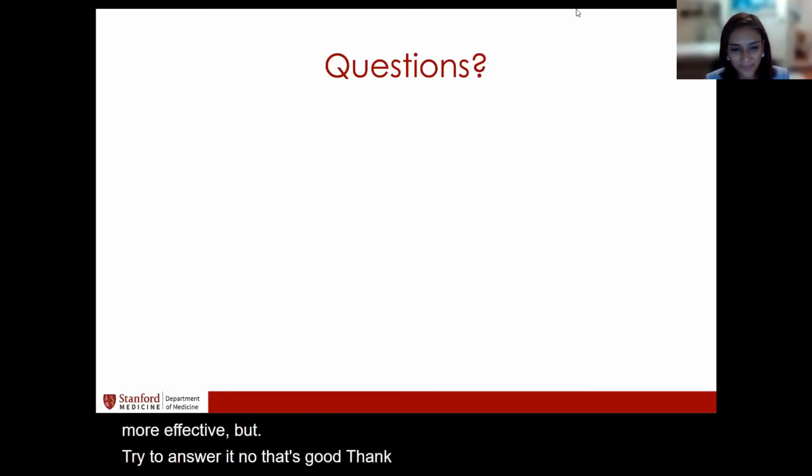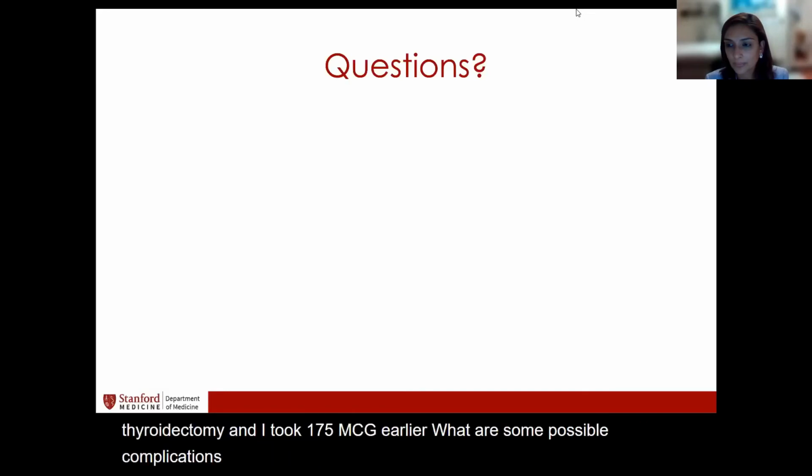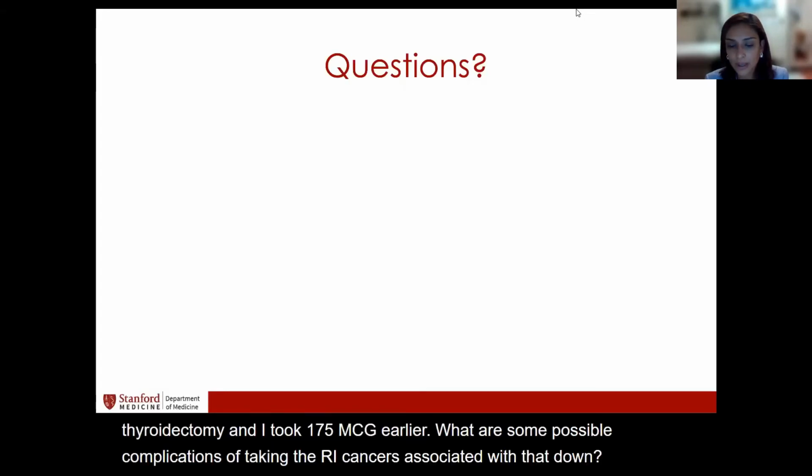So we have another one. I had a total thyroidectomy and took 175 mCi earlier. What are some possible complications of taking the RAI and cancers associated with that down the road?